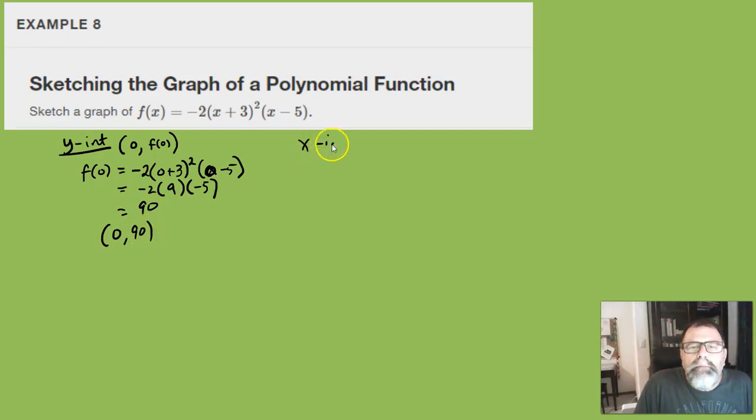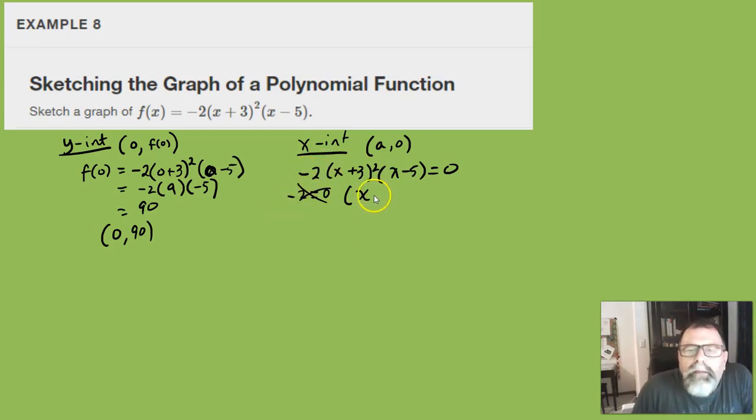Our x-intercepts, we're going to set y equals 0 and solve it for x. So we have to factor it, which already is. So that's nice. Negative 2 can never equal 0. So basically you throw that one away. If there's no x out there, then it's not going to give you an x-intercept. You just basically throw it away. x plus 3 squared equals 0, or x minus 5 equals 0.